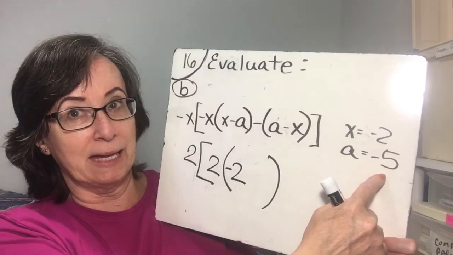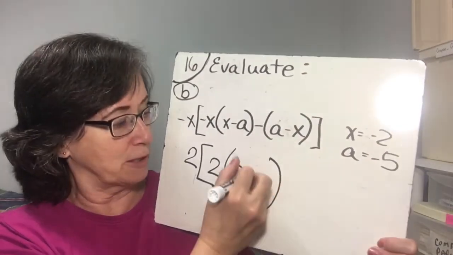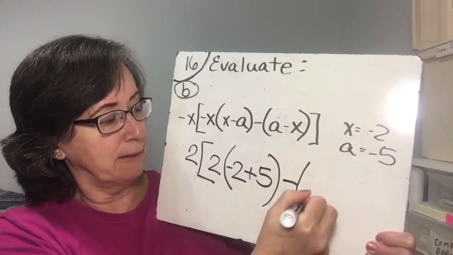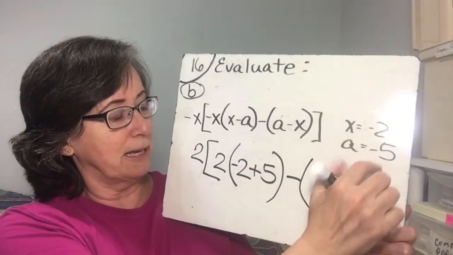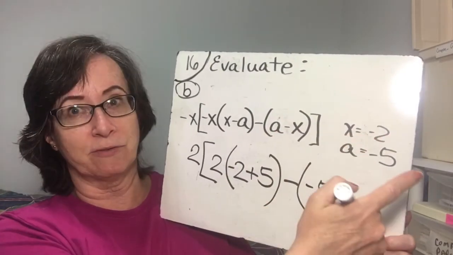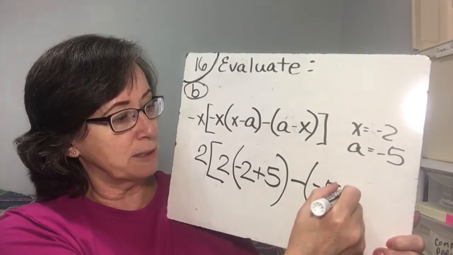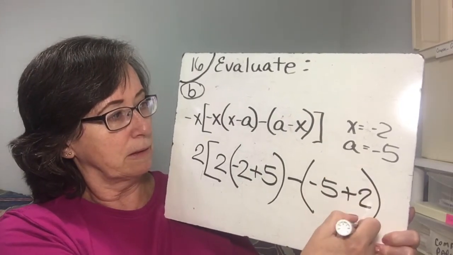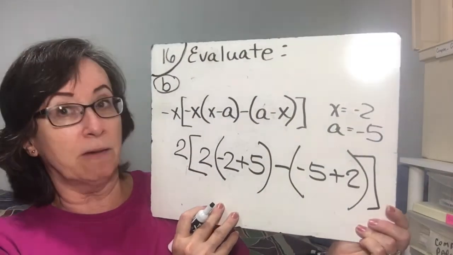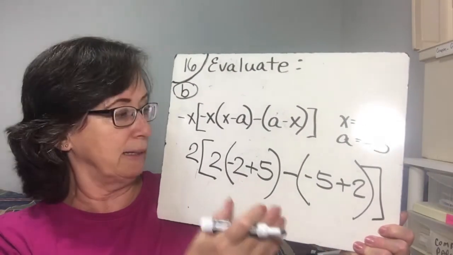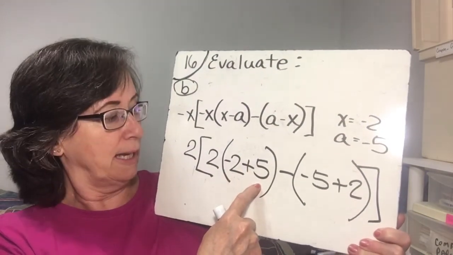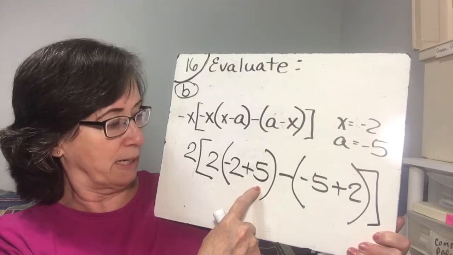Minus an a, which is a negative 5, so minus a negative 5 is a positive 5, minus, in between, a, which is a negative 5, minus x, which is a negative 2. So minus a negative 2 is a positive 2. And then we put our closing bracket. Now remember we do our parentheses left to right, inside out. So negative 2 plus 5 is going to be positive 3.